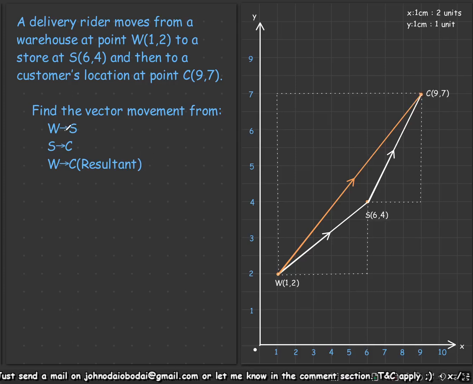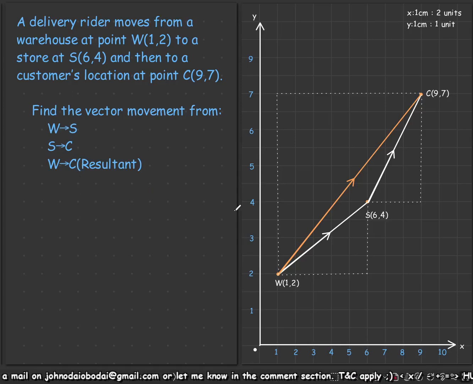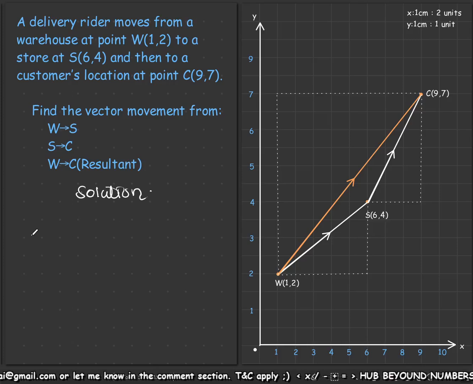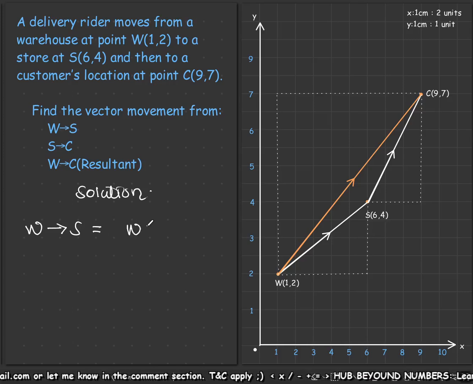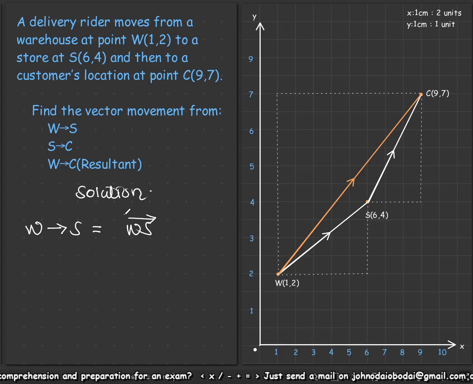Now, to find the vector movement from W to S, how are we going to do it? So I'll try my best so that we solve, and then we come to the graph and also try and see if we can get the answer straight from the graph. So as you can see, when we say from W to S, this is how we write it. Mathematically, you should be able to write that out whenever you have it in a word form. Okay. So what we want is vector WS.